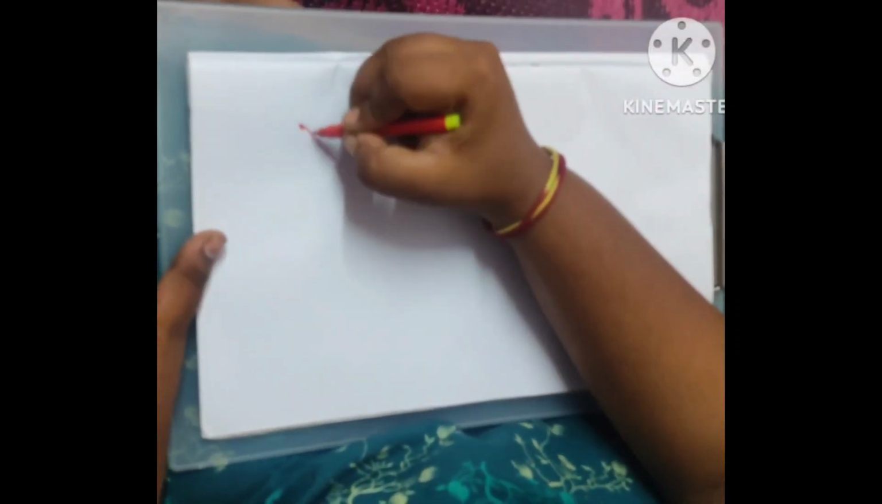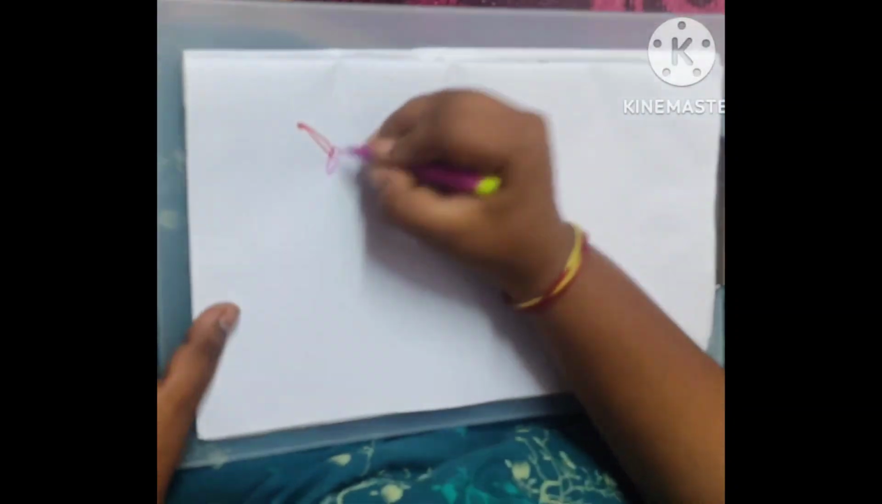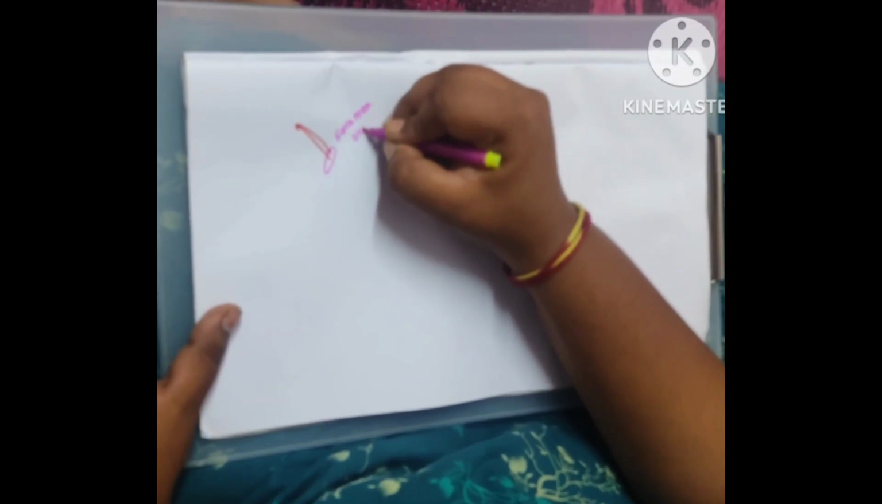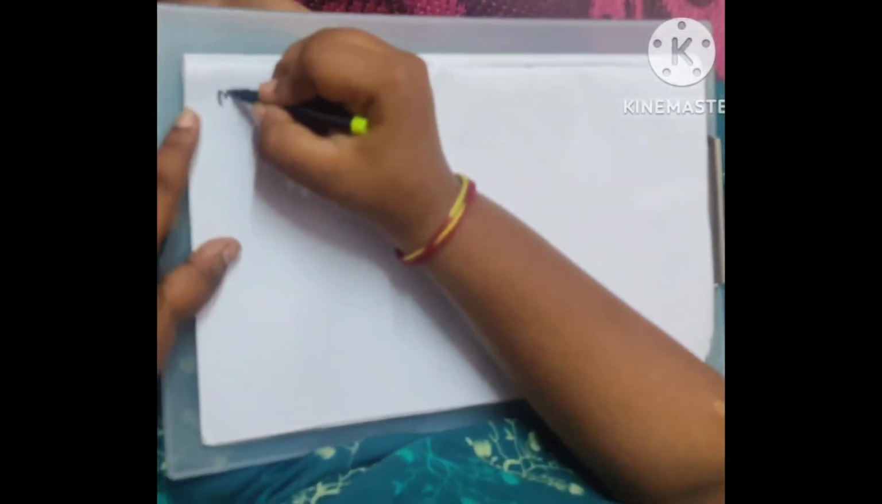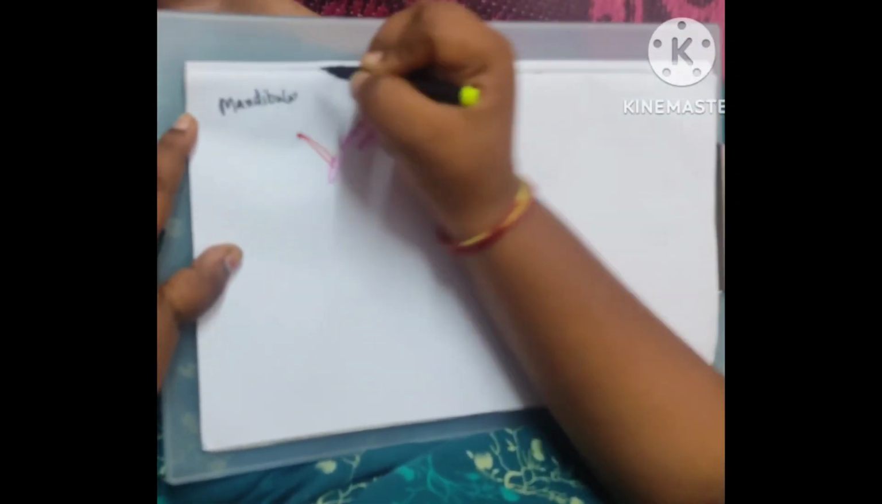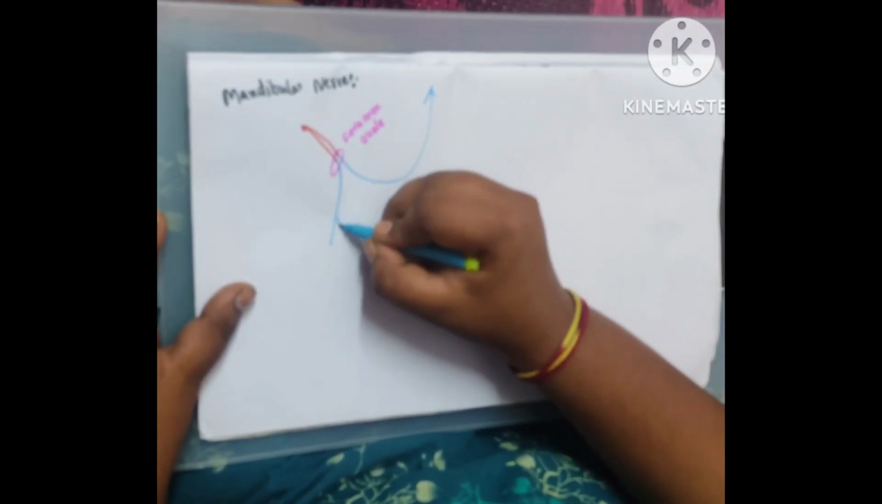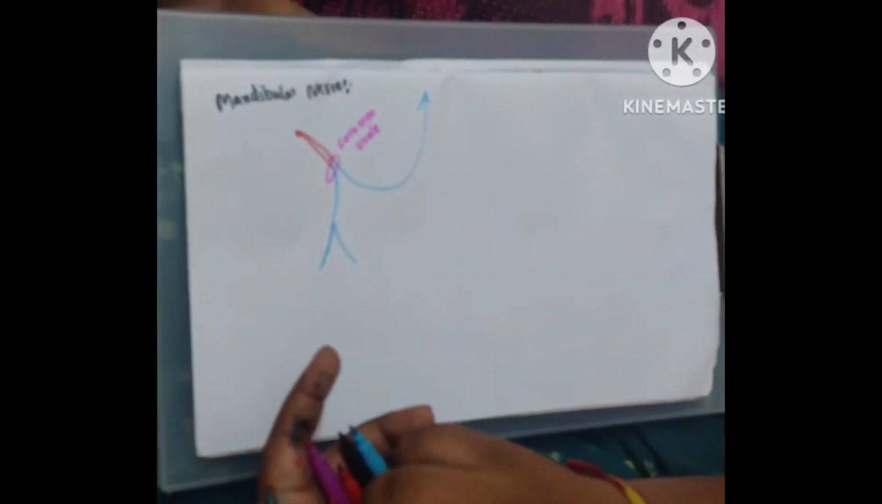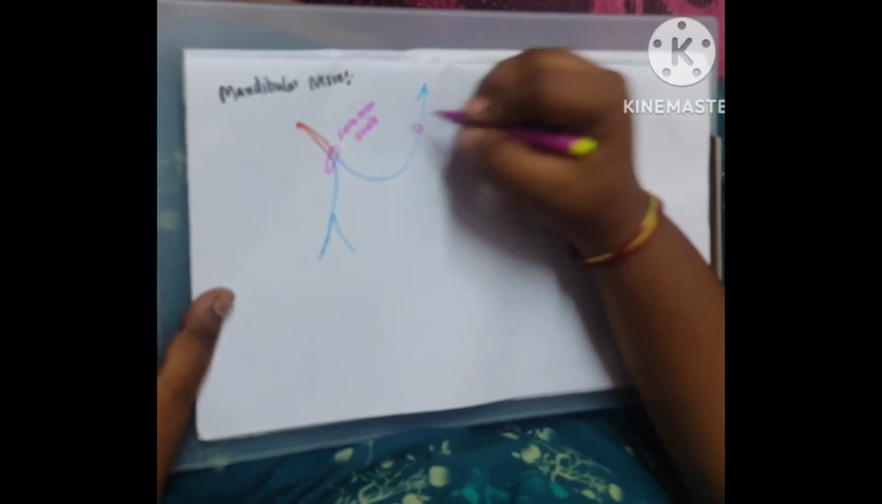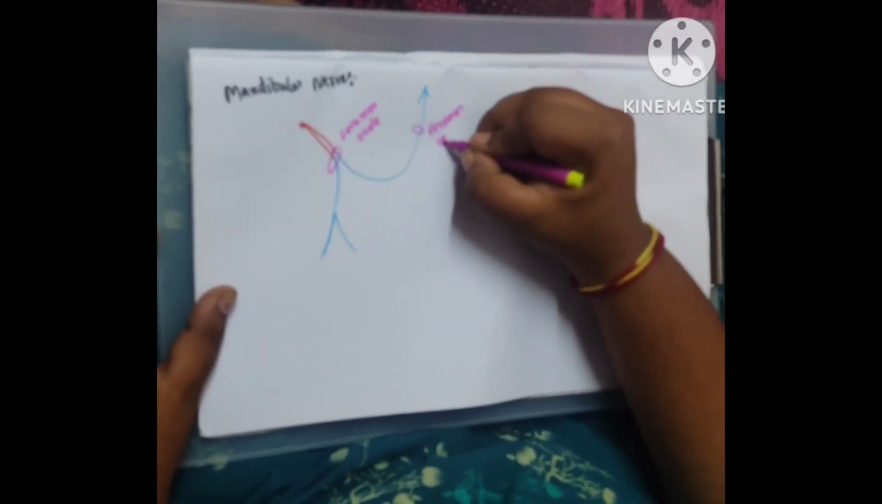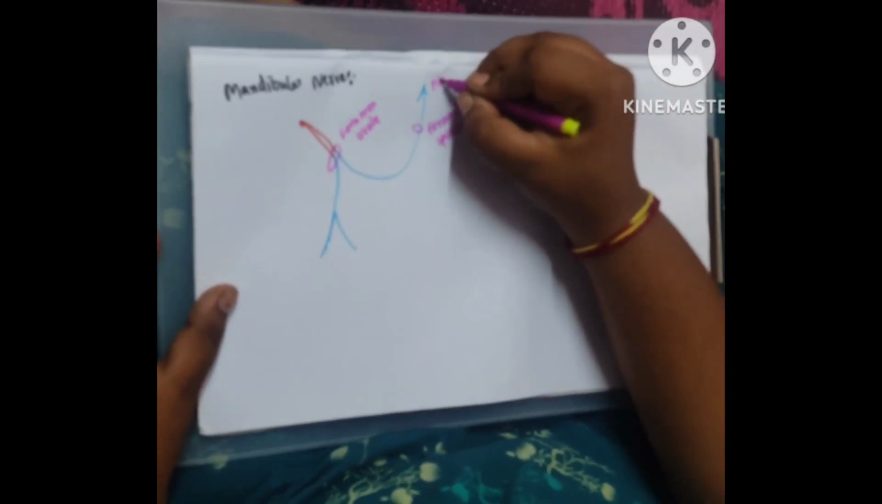Hello guys, today let us discuss the maxillary nerve, a branch of the trigeminal nerve. It passes through the foramen ovale. Sorry guys, I didn't mention here: some of its branches pass through the foramen spinosum, and it supplies the nervus spinosus.